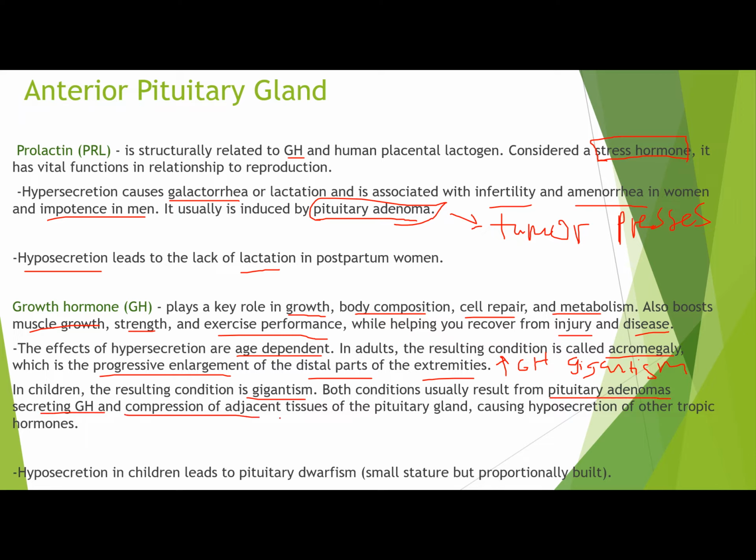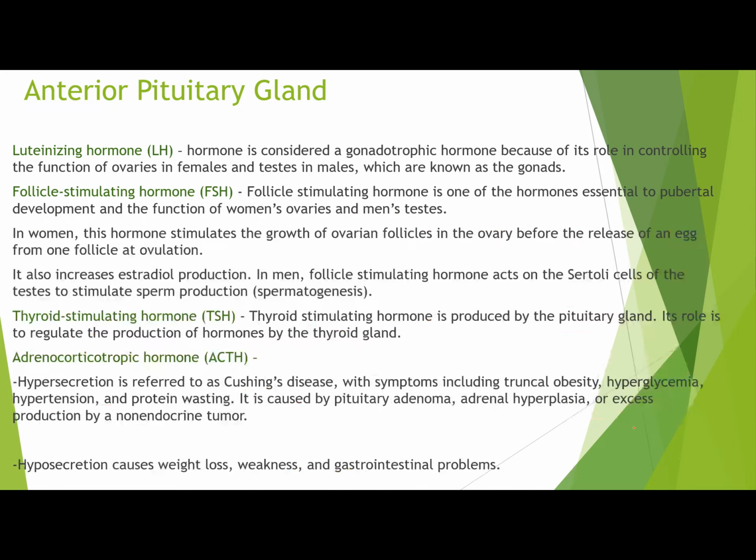secreting GH and compression of adjacent tissues of the pituitary gland, causing hyposecretion of other tropic hormones. Then kapag hyposecretion naman ng GH class, yung sakit na dwarfism, small stature but proportionally built. So remember that. Then other hormones produced by the anterior pituitary gland, yung LH or yung luteinizing hormone. So this is more of a sex hormone or a gonadotropic hormone. Ang role niya class is in controlling the function of ovaries in females and testes in males.